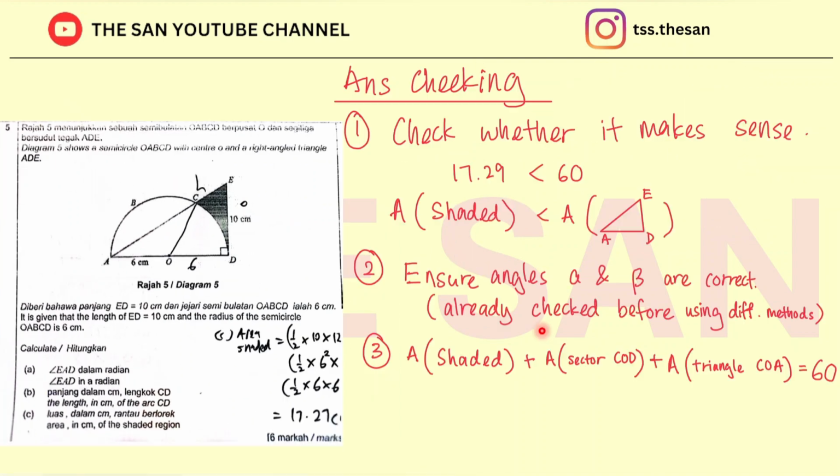So to do this, we already checked this angle before using a different method, right? Just now I already showed you. You just have to play around with the diagram. So after I ensure the angles are correct, next after I have totaled out all this area, which means I add this area of shaded region plus the area of this sector plus the area of this small triangle. After I total up these three areas, I must get back 60, which is the area of this huge triangle. So this is how you should do the answer checking.